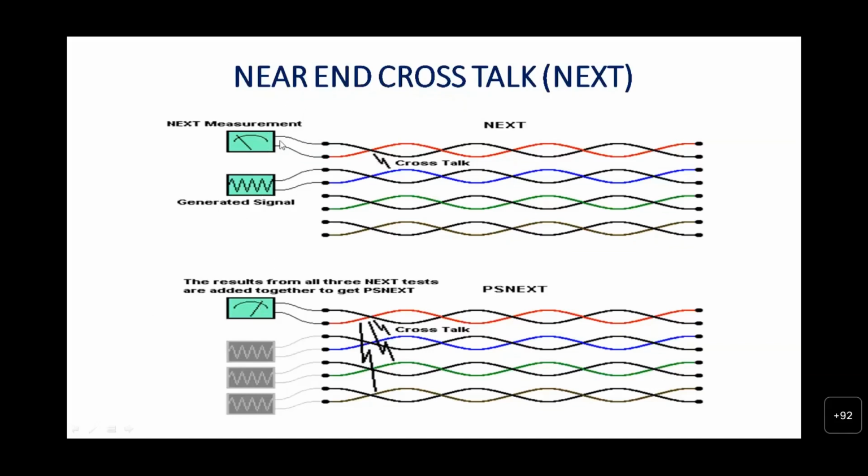So similarly, this test has to be conducted by feeding tone in one pair and taking the level in the adjacent pair of the quad. Similarly, from quad to quad also it is to be tested. This is PS NEXT, power sum NEXT, meaning it has to be tested for each conductor and each pair with the adjacent pair. Similarly, with the pairs of the other, adjacent quads.